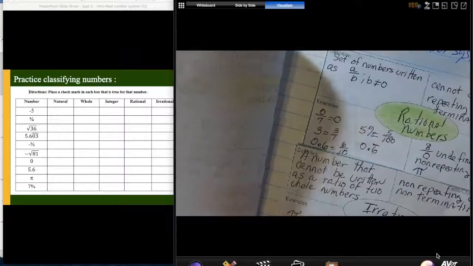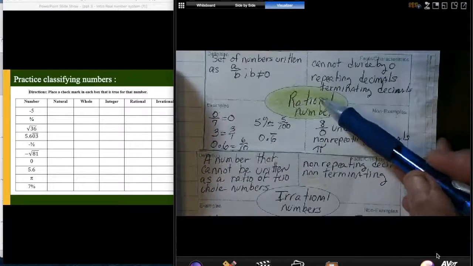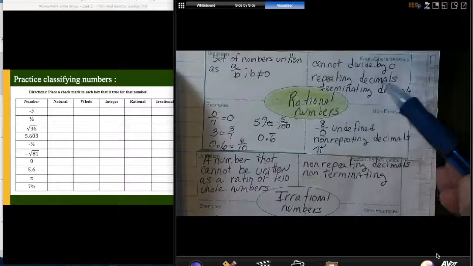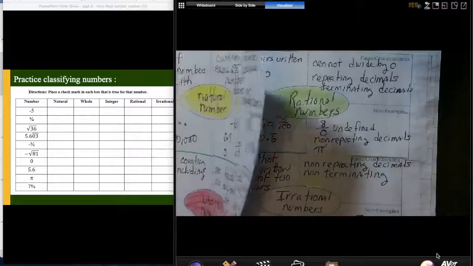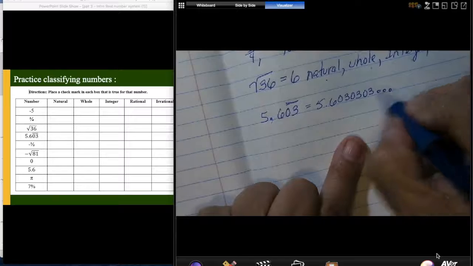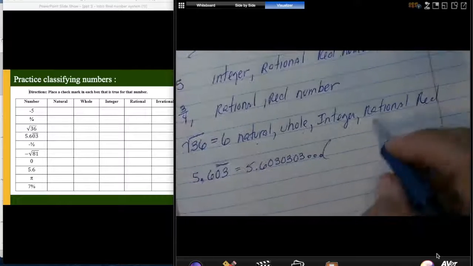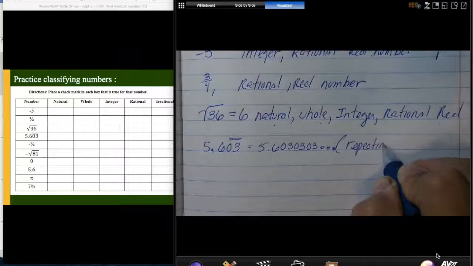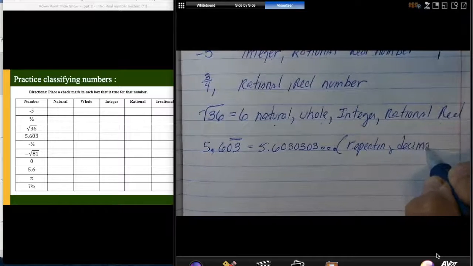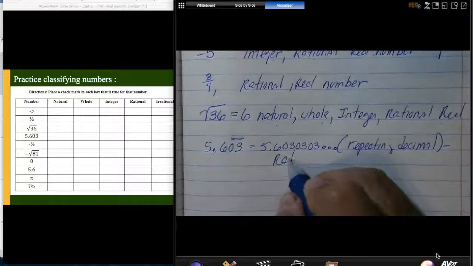Well, let's go to our notes over here and let's see where that is. So I come over here and I remember that a rational number is a repeating decimal. So make sure you have that if you want to include this as one of the examples. So we have rational number. It is a repeating decimal. Let's put that in parentheses. Which makes it a rational real number.